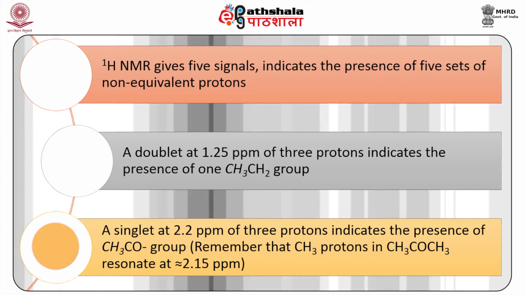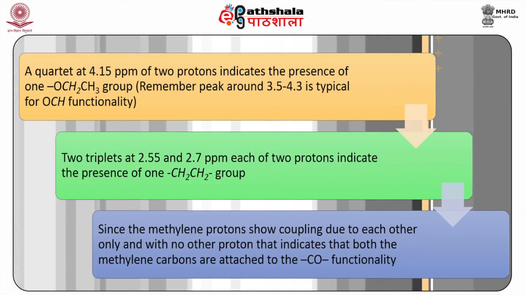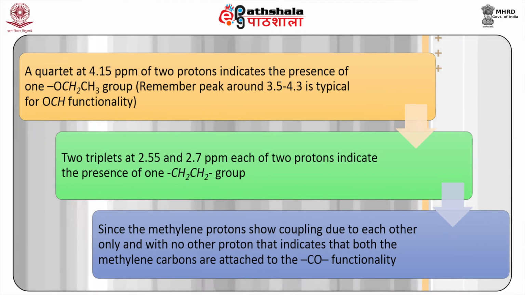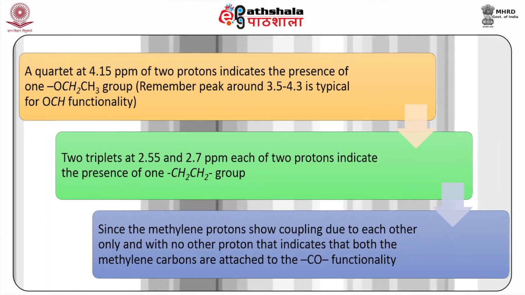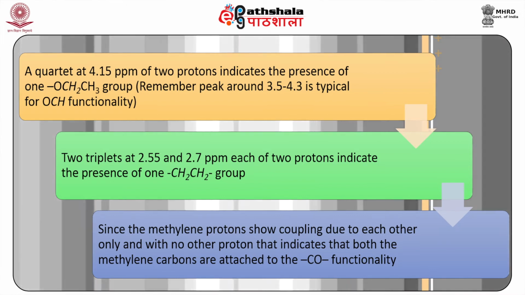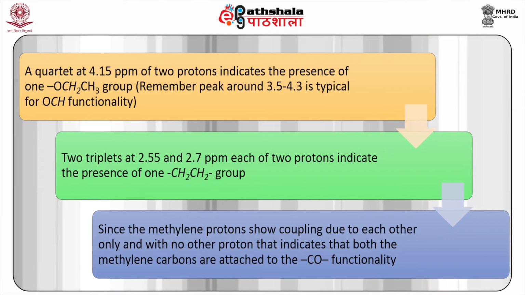Coming to the next set of given information, a quartet at 4.15 ppm of 2 protons indicates the presence of an OCH2CH3 group. Remember that the peak around 3.5 to 4.3 ppm is typical of the OCH functionality.